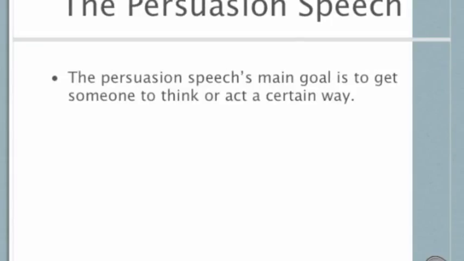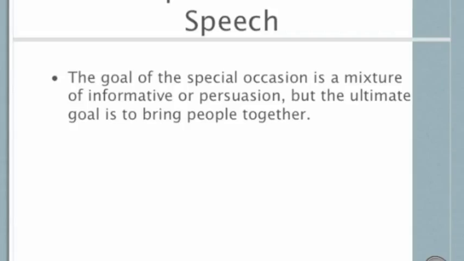The next one I would like to talk about is the persuasion speech, and there's a key difference. In this speech, the main goal is to get someone to think or act a certain way. So in this case, it might be convincing someone to come over to your house, or it might be trying to talk to someone and convince them that there's a movie they should go see, or maybe it's to convince them to like the Minnesota Vikings.